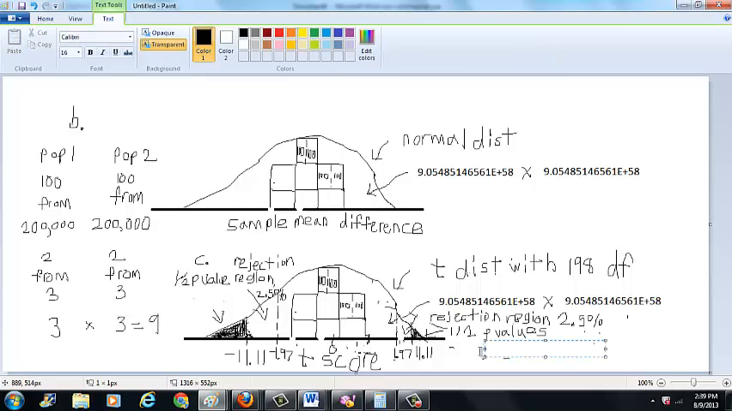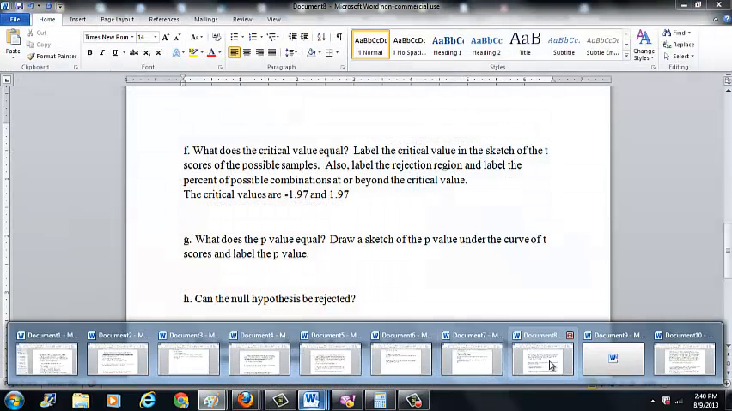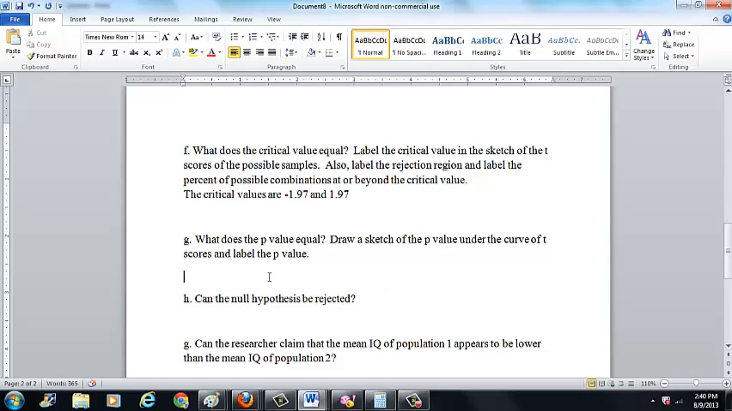Now you can say something like, the total of the two shaded areas is less than 0.0001, which is what the p-value calculator gave us. The p-value is less than 0.0001. Can the null hypothesis be rejected?